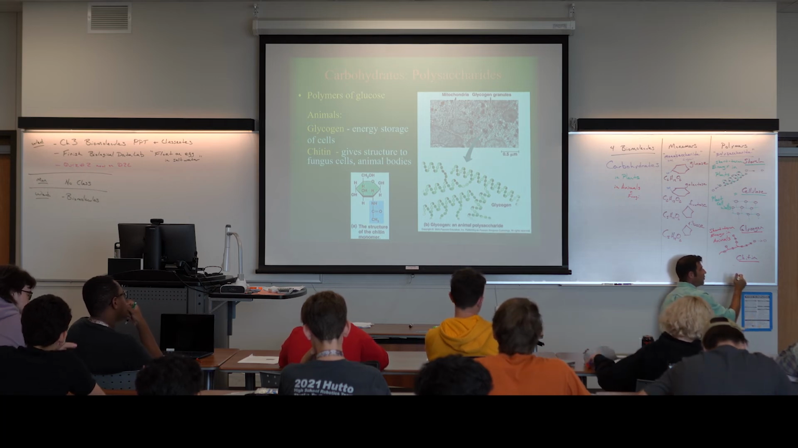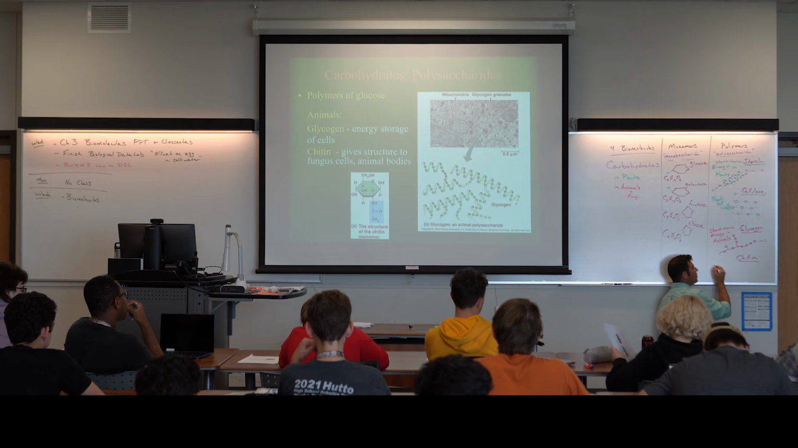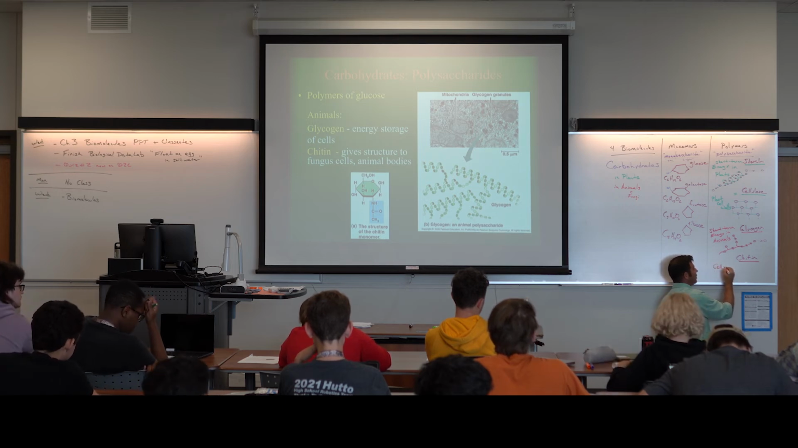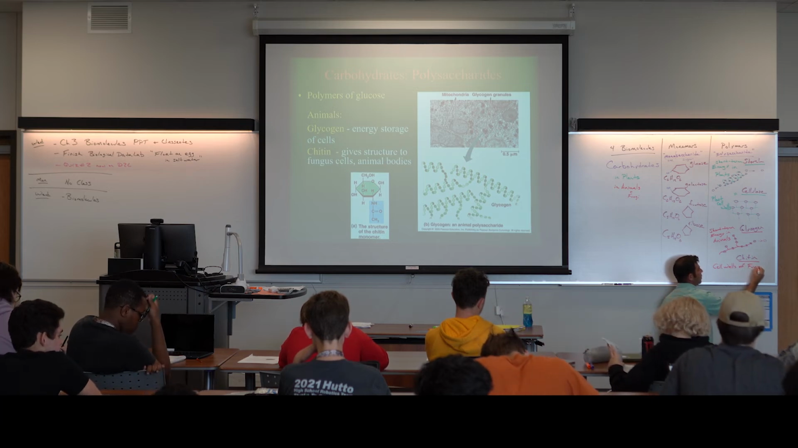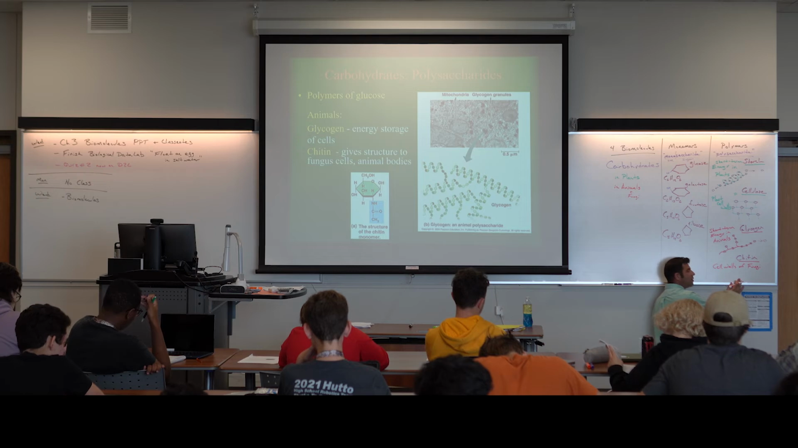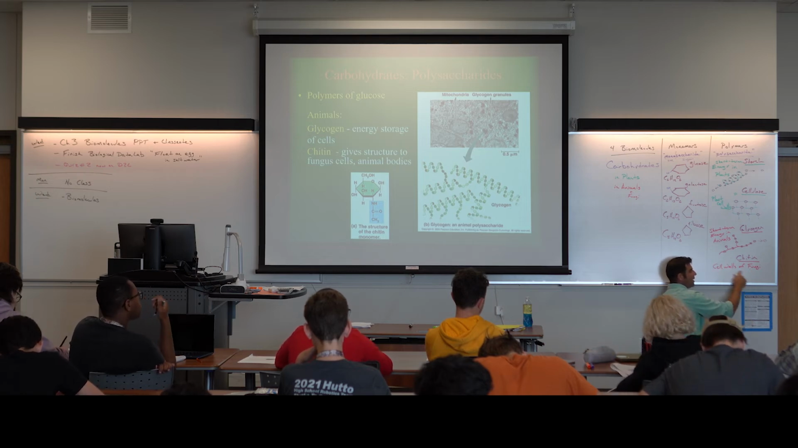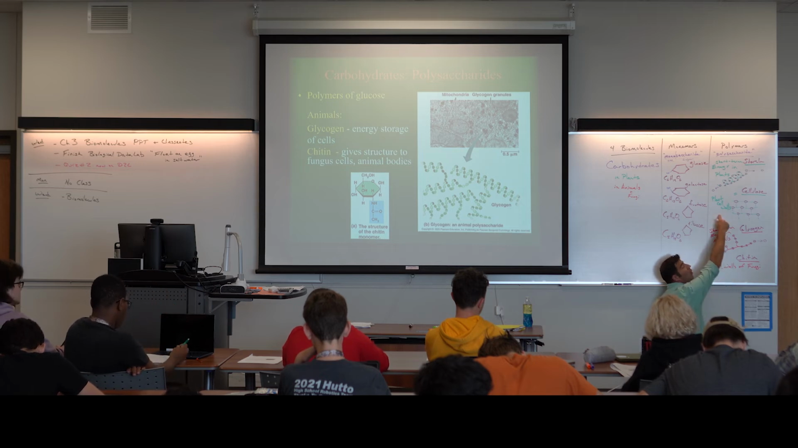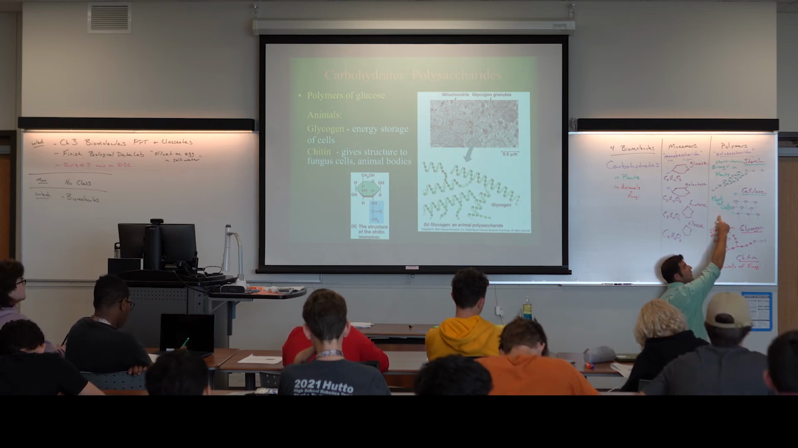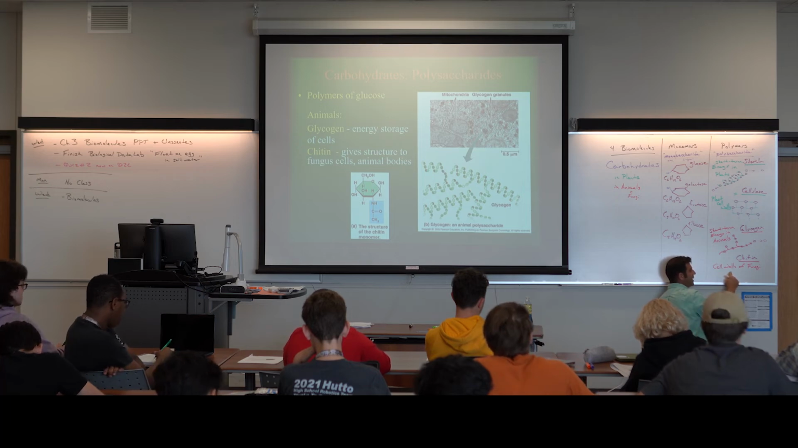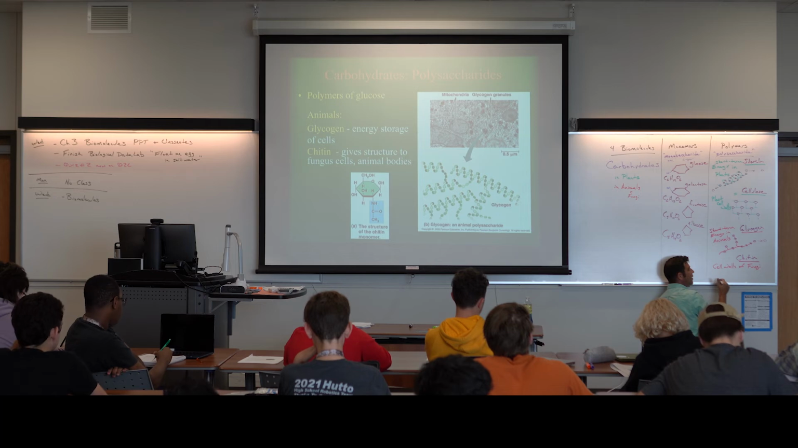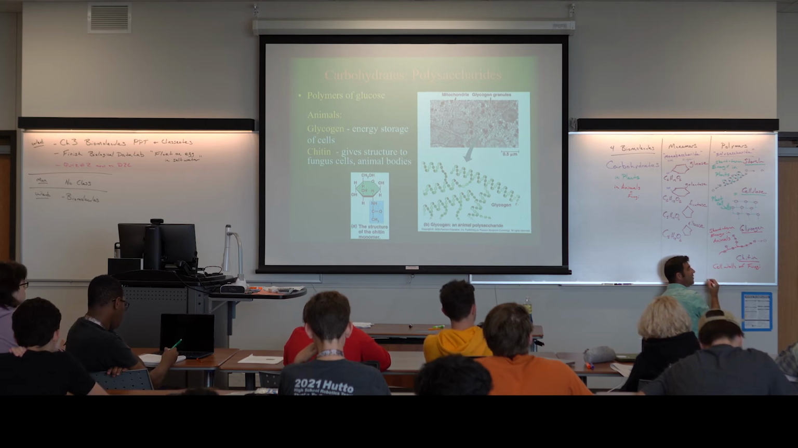The two places that we find it most commonly, it's going to be found in the cell walls of fungi. So all fungus, we will learn, they too have cell walls, but their cell walls are not made out of the same stuff that plant cell walls are made out of. Plant cell walls are made out of cellulose. Fungi cell walls are made out of chitin. The other thing that chitin is made out of is we're going to see insect exoskeletons.